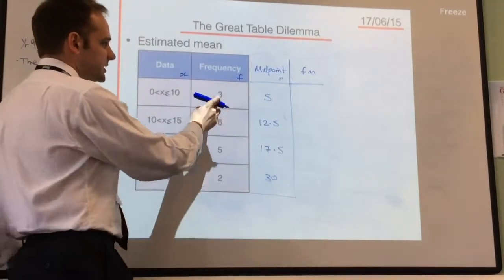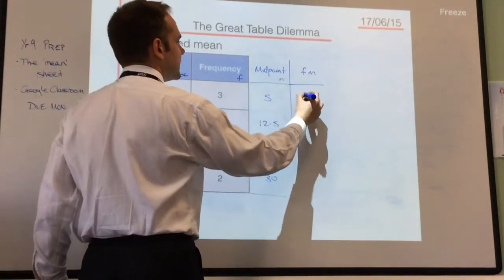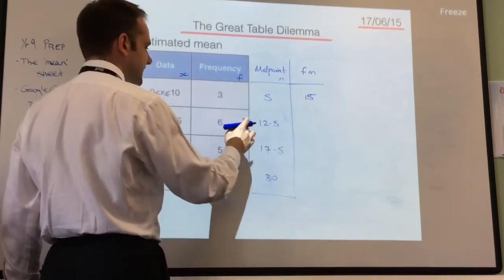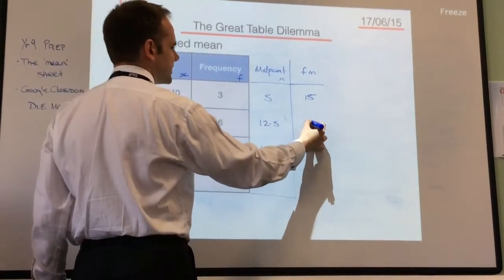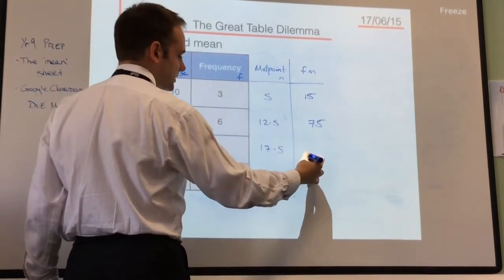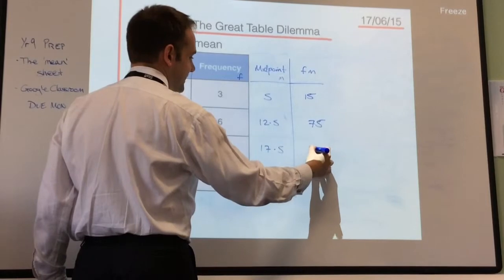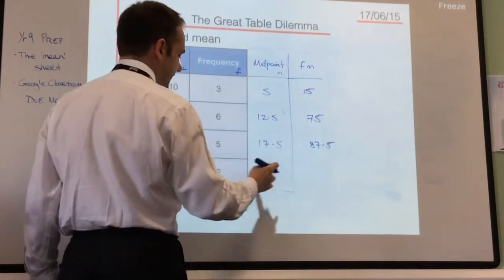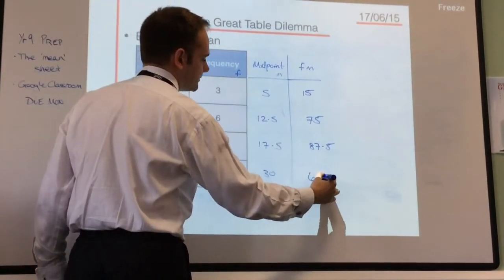I might need some help with this, but the frequency times the midpoint, 3 times 5, I can do. 6 times 12.5, I think is 75. 5 times 17.5, I'm not sure. Hang on. 87.5. Thank you, 87.5. And 2 30s are 60, I can do that one.